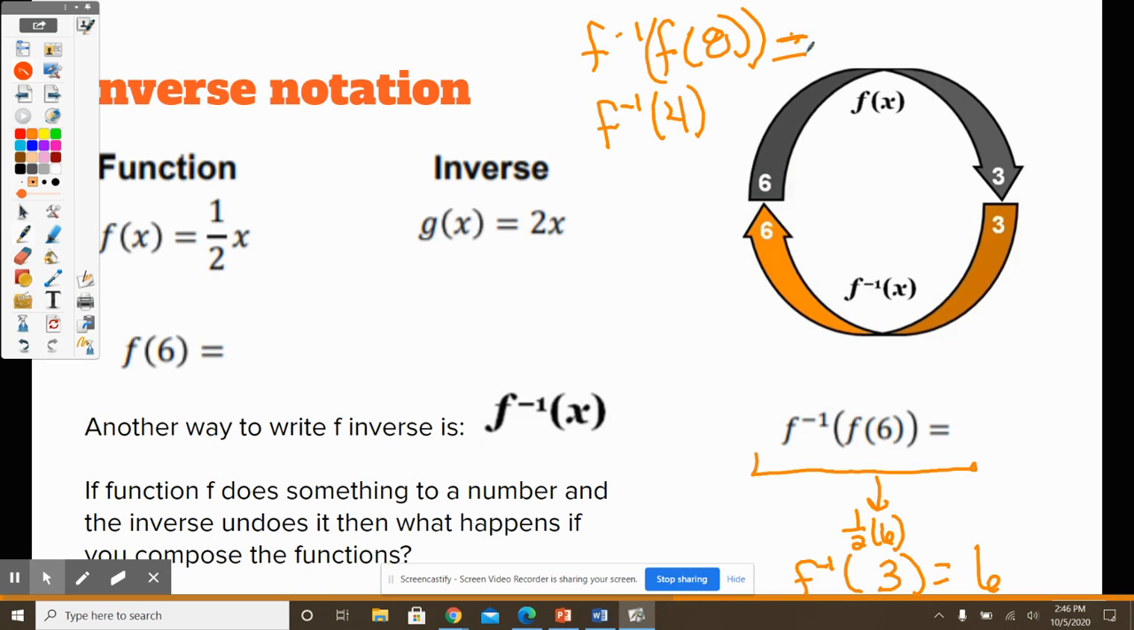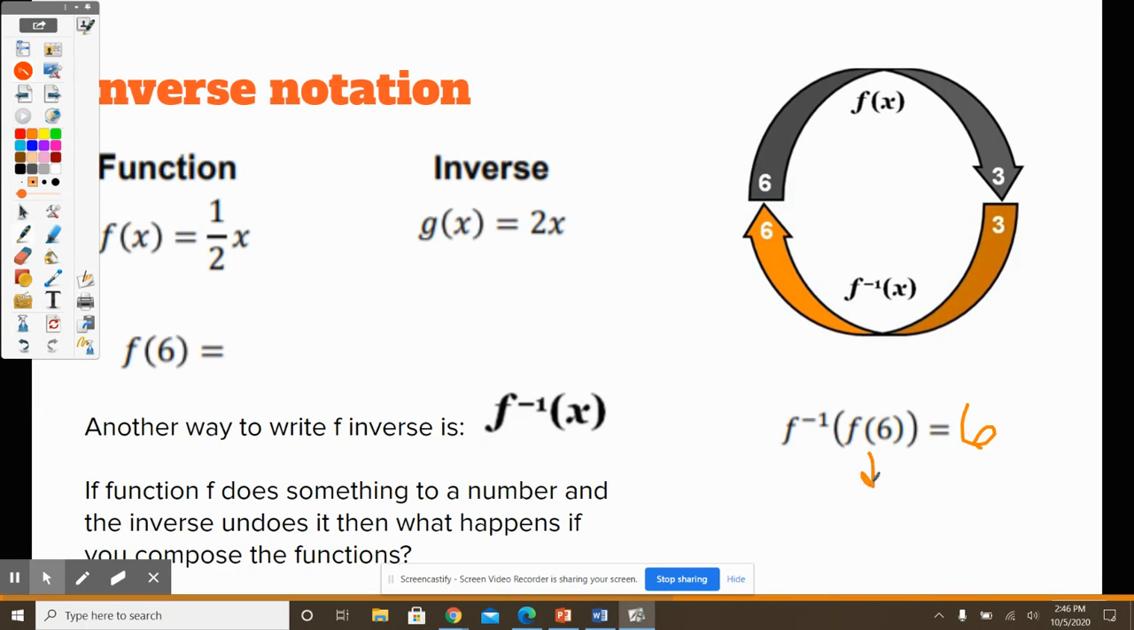How about f inverse of f of 10? Half of 10 is 5, but when I double it, I get back to 10 again. So every single time when I do one after the other, or one follows the other, I get what I started with. So why does that happen? Because this function is doing something. The f inverse is undoing what was done. So what are you left with? Just whatever you plugged into the function.